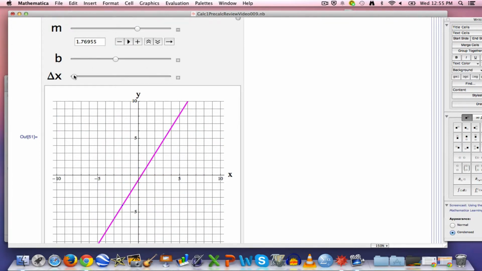And we can change this delta x, which, well, it starts out at 0, so we didn't see anything, but once delta x is something positive, we see a right triangle in here, illustrating that rise over run stays constant for straight lines. The slope is constant because all these triangles are similar to each other.